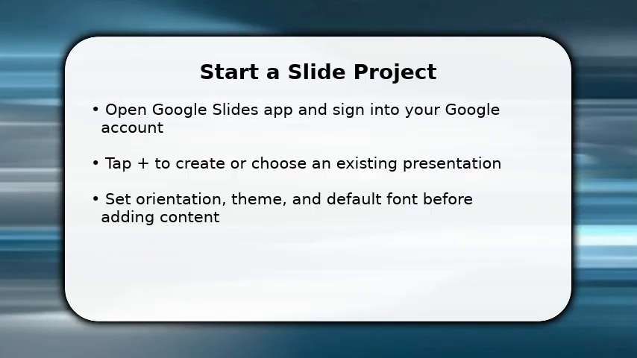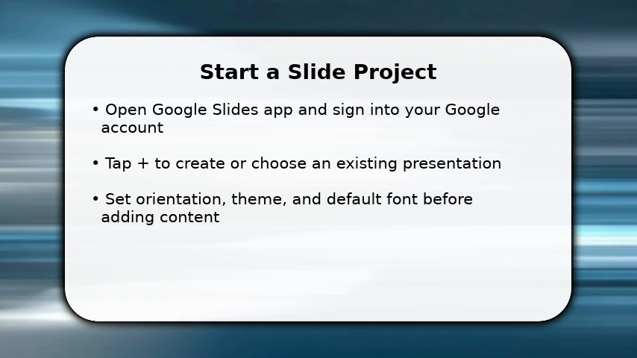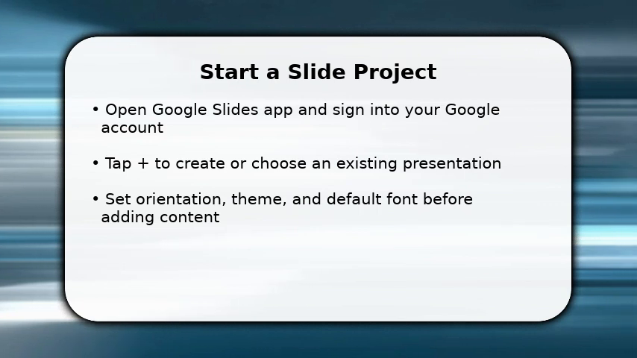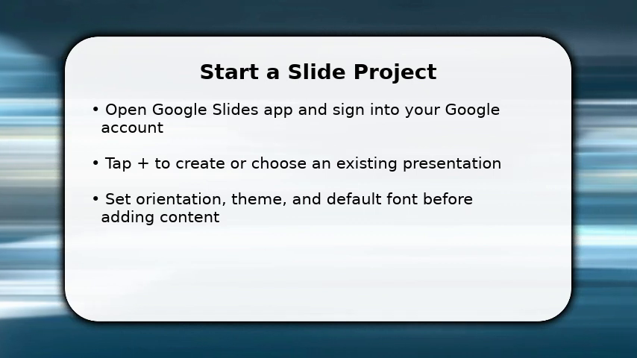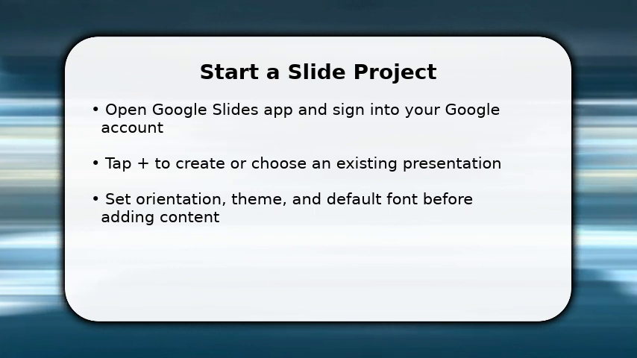You'll begin by opening the Google Slides app and signing in so your work auto-saves. Once signed in, tap the plus icon to create a new presentation or pick a file from Drive to edit in place. Make quick choices now. Select a theme, page orientation, and default font so slides maintain a consistent look. This speeds layout later. You won't repeat style changes slide by slide. Once done, move immediately to adding content, text boxes, and images, so you build structure before polishing visuals.